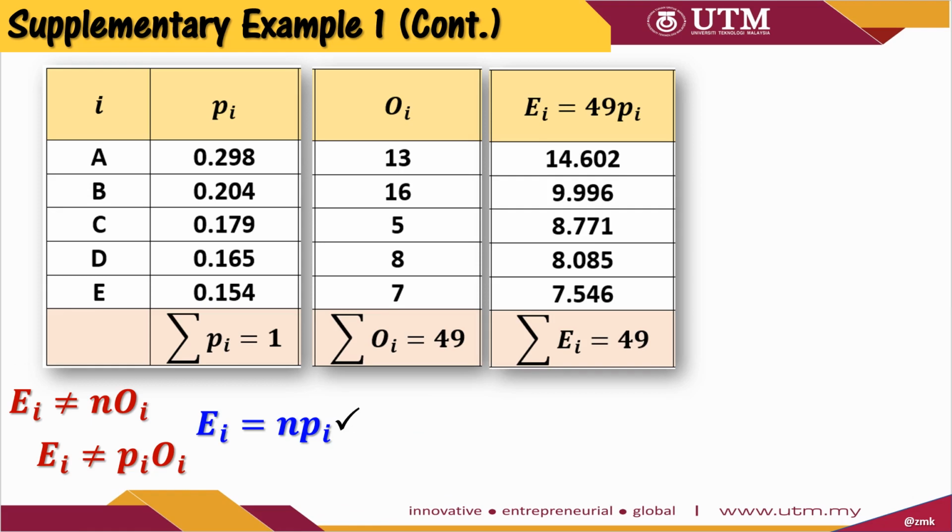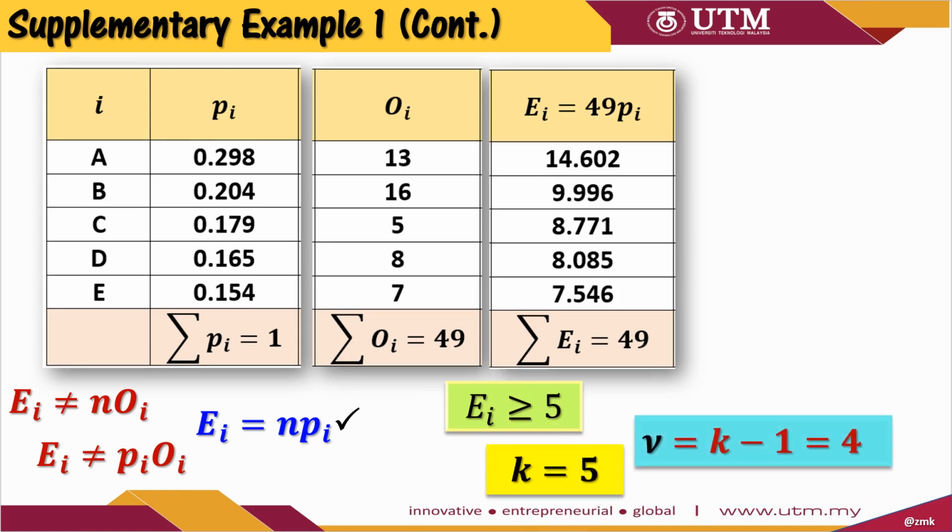After calculating and listing down the EI values, please do not forget to check whether each EI is at least 5. As you can see from the table, yes, all EI values are more than 5. Therefore, you can now be certain that the value of K is 5, and hence the degrees of freedom nu is 5 minus 1, which is 4.